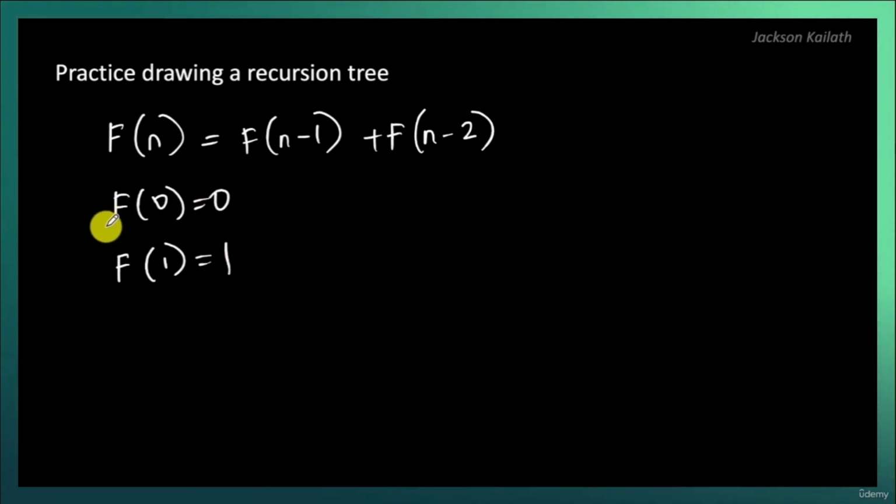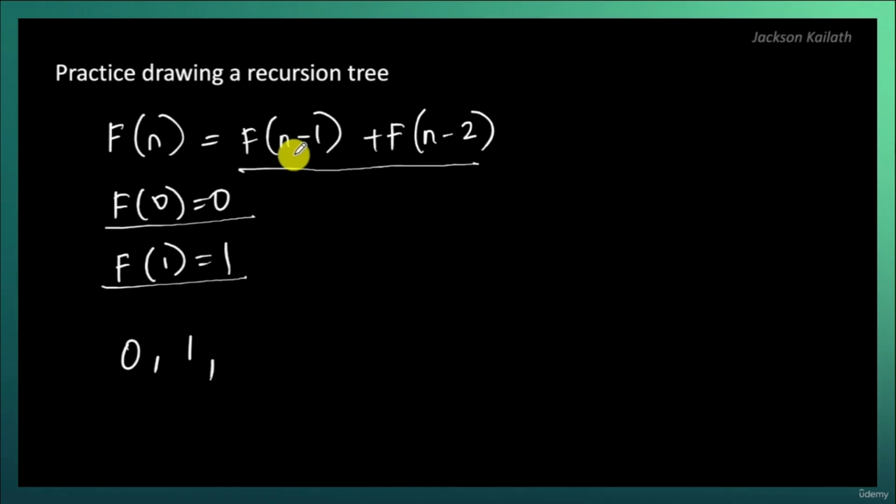So the first term is 0 and the second term is 1. So let's write the two terms. Alright, now it's given over here that the next term is the sum of the previous two terms. So if this is 0, this is 1, f of 2 would be f of 1 plus f of 0. And we know the values of f of 0 and f of 1, which are 0 and 1. So this value over here, which is f of 2, would be 0 plus 1, which is equal to 1.